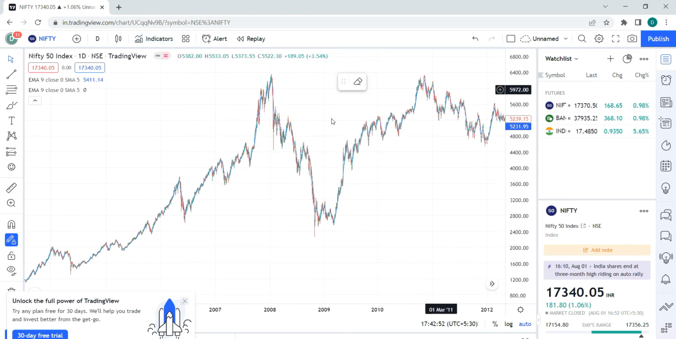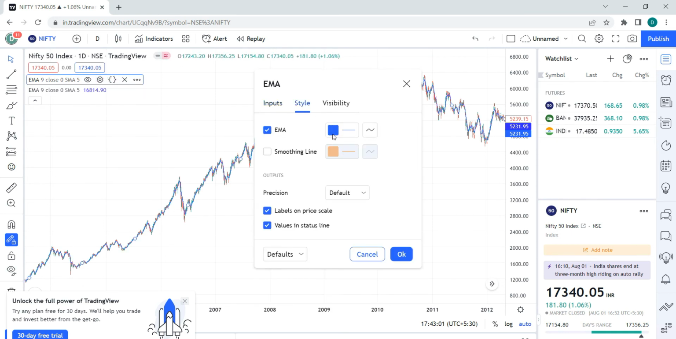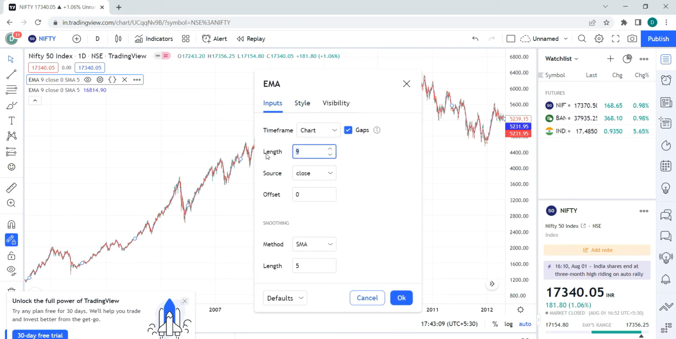So what do you do first? Once you have to change the settings. So the first thing, you'll change the color of it. So I'm just giving this, and here I'm going to teach you the two moving averages which are widely used and which are the most popular ones.